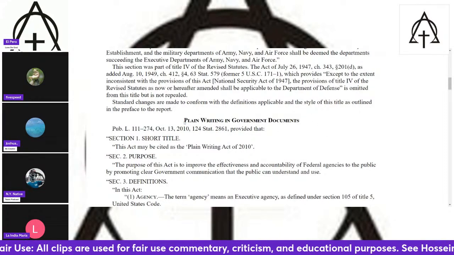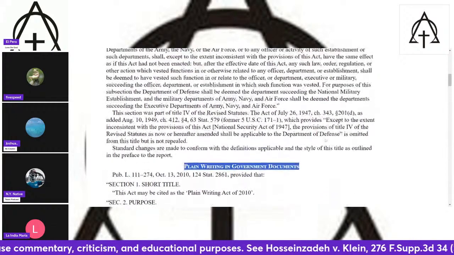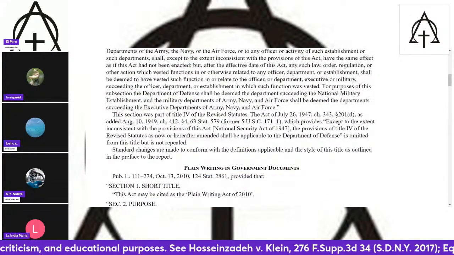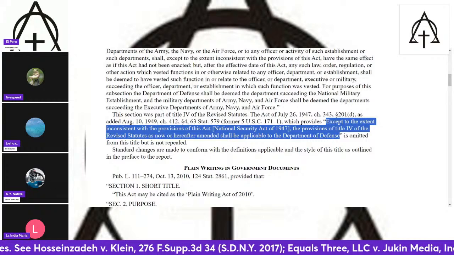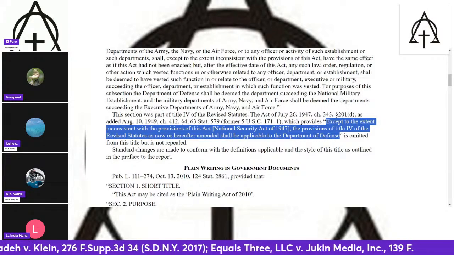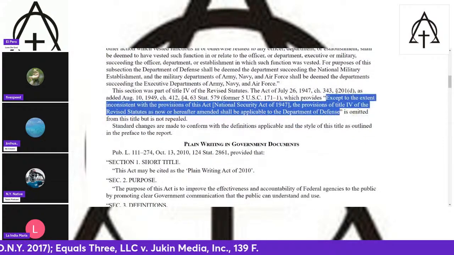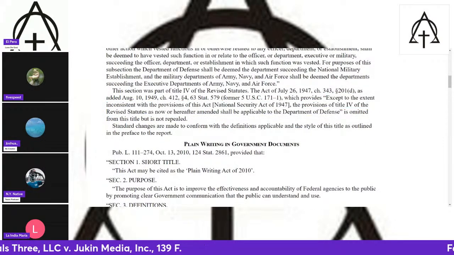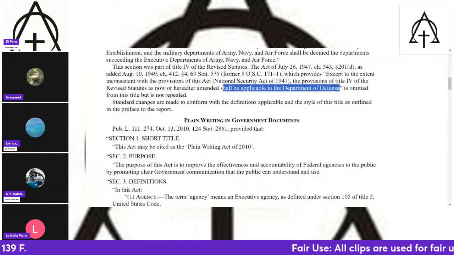I agree. But check this out, guys. It says plain writing in government documents. This is a government document. And even though it was omitted but not repealed, they included it in a quote. So it's right there in plain writing. All you got to do is read it. It's applicable to the Department of Defense. No one else.